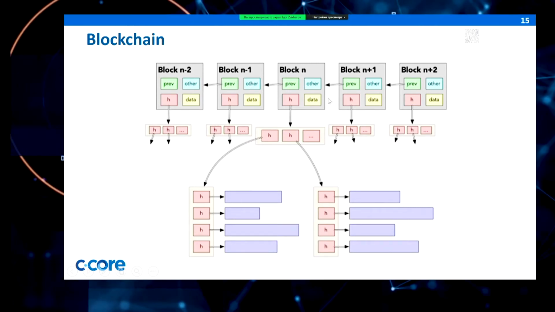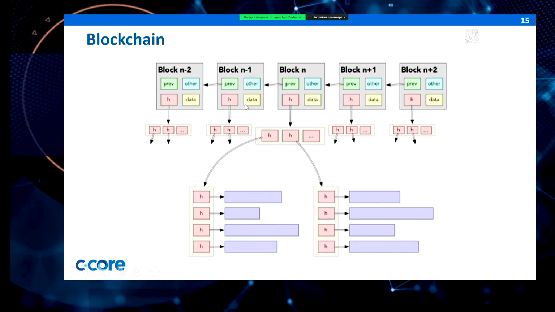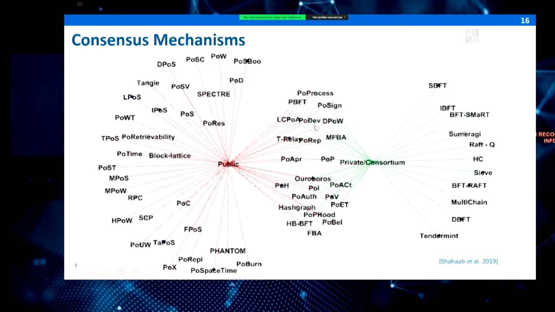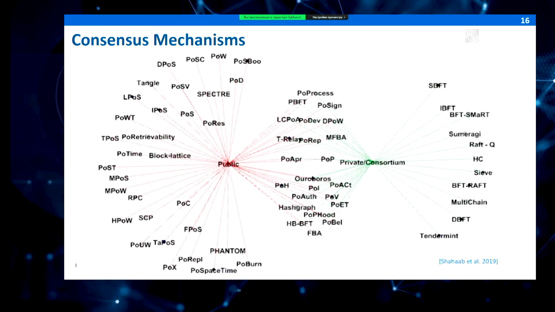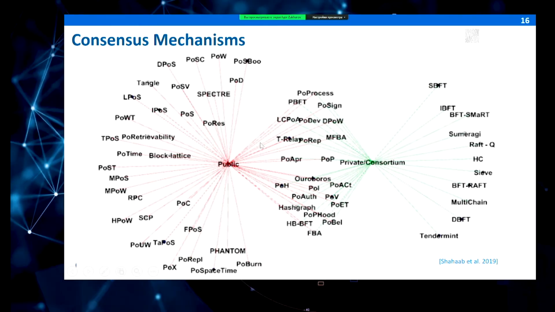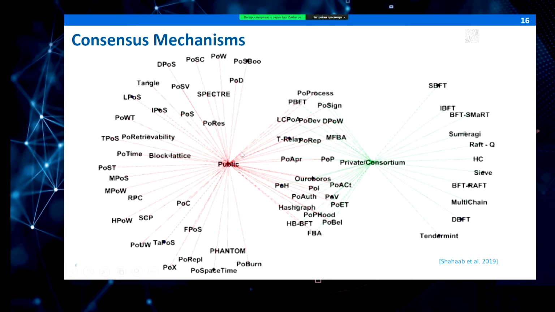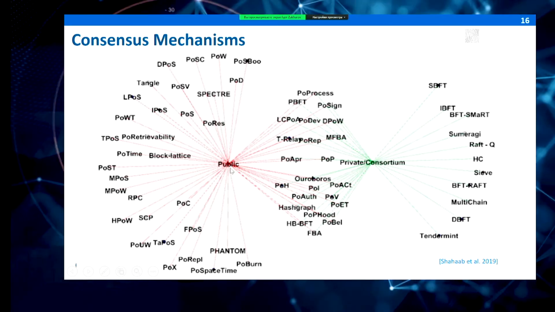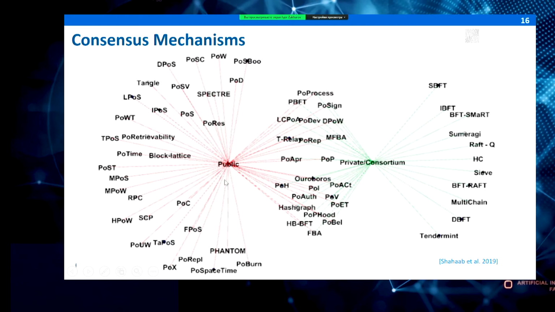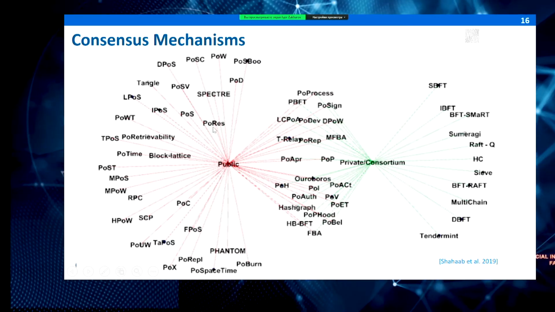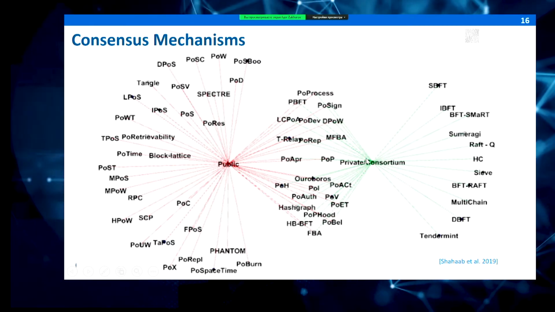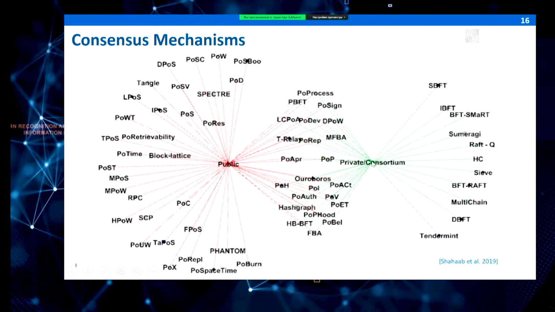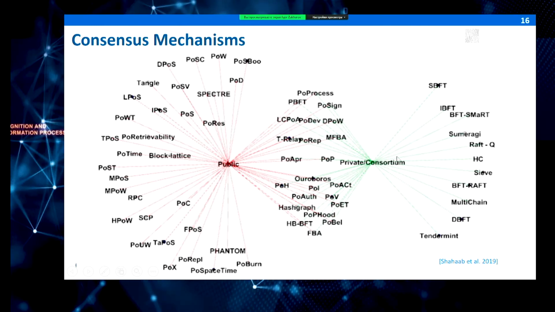To add a new block to the chain, most blockchains use a consensus mechanism, but not all of them. One review paper conducted 2 years ago identified 66 different consensus mechanisms. Some mechanisms are applied only to public blockchains and are indicated by red color, and some mechanisms are useful for private or consortium, which means permissioned blockchains, indicated by green color.